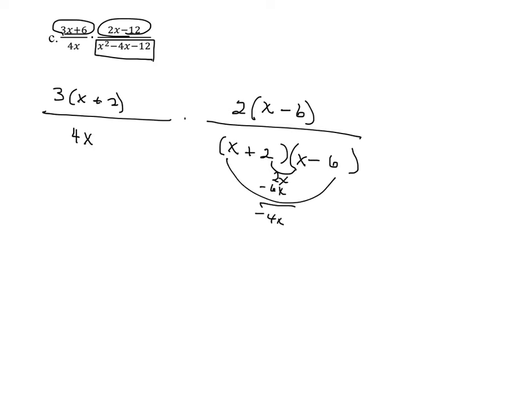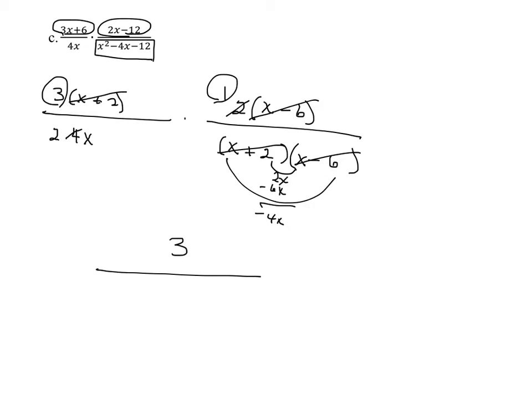I'm good. So now I'm going to just divide out where I can. x minus 6, x minus 6, x plus 2, x plus 2. What else? The 2 and the 4. 2 goes into 2 once, 2 goes into 4 twice. Now, keep in mind, what's left in the numerator? A big fat 3, because 3 times 1 is 3. What's left in the denominator? x and 2. Done. So all this simplifies to 3 over 2x.